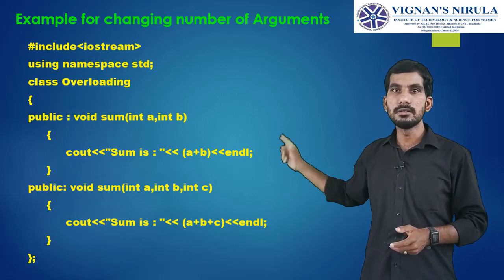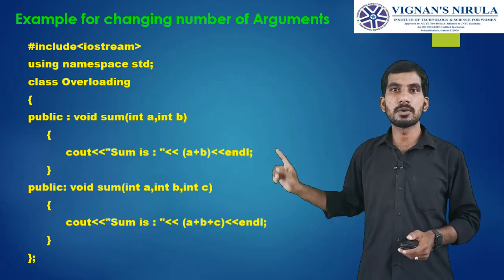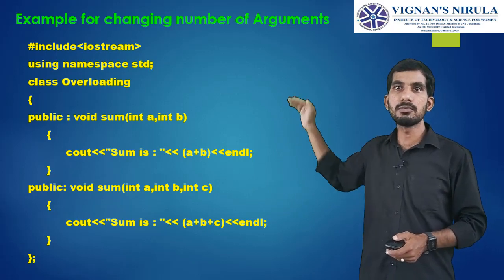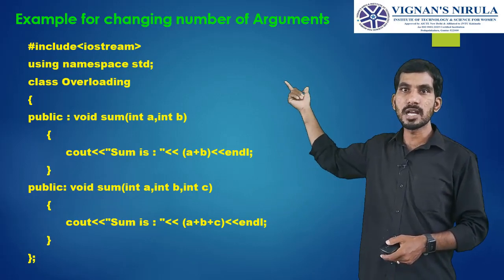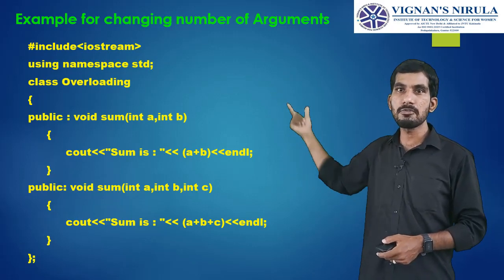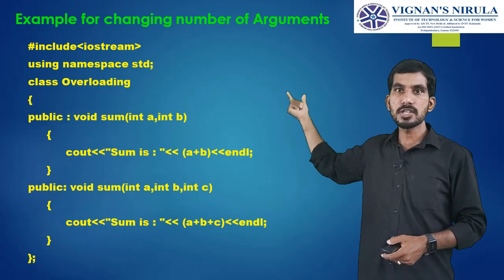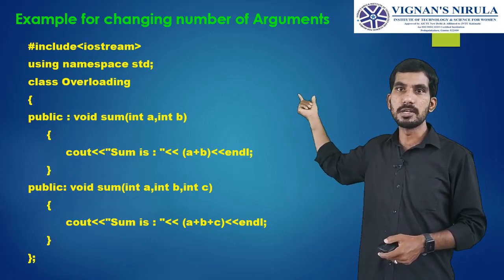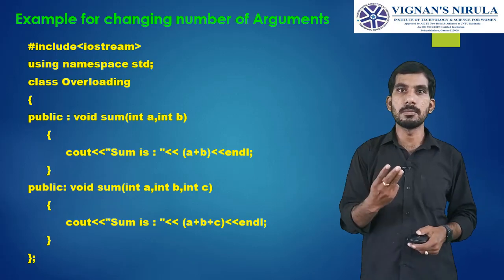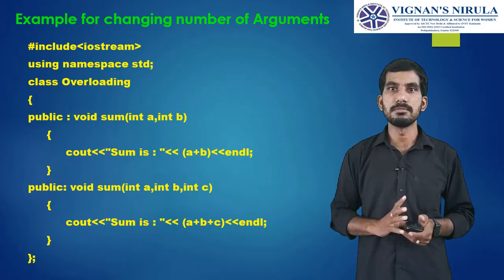Then I am closing the function. I am closing the sum function, and also I am closing the class. So this is the simple implementation of method overloading. One class is there. Class name is overloading, and within this overloading class, two same-named functions are there, but with different arguments. Different arguments means the first sum function has two arguments, integer a and integer b, and the second sum function has three arguments, that is integer a, integer b, and integer c.